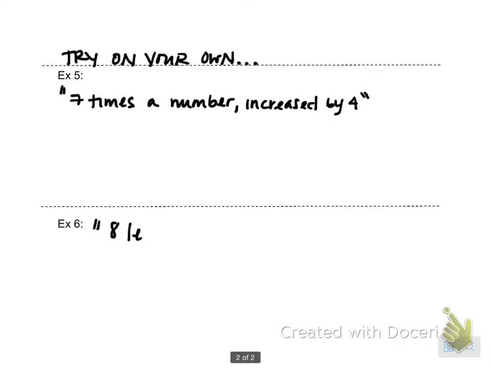The second problem for you to try out is 8 less than 3 times a number. So 8 less than 3 times a number is the second try on your own. Make sure you're indicating what the variable is and what the operations are that you're trying to work within.